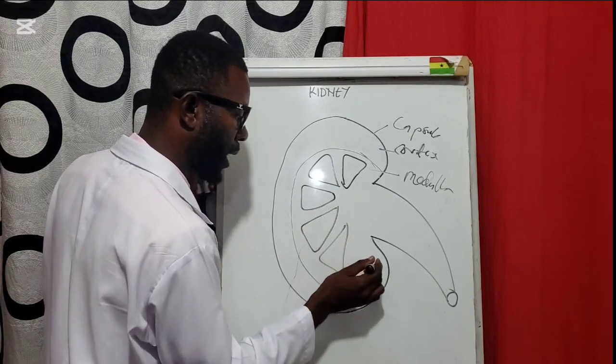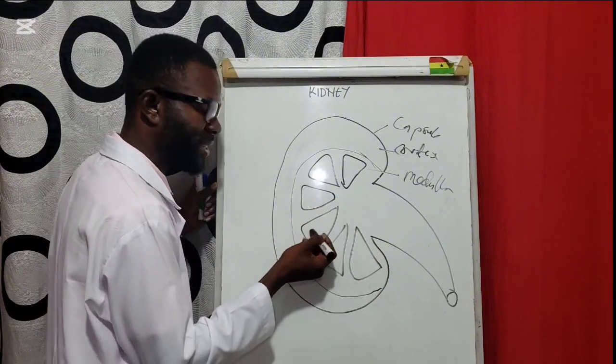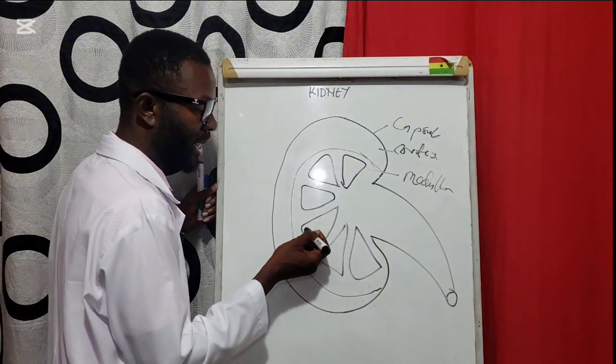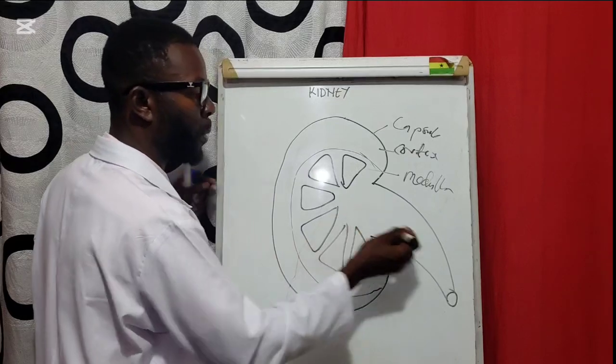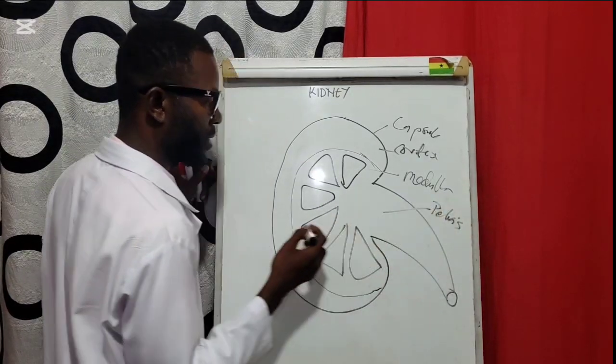These are the pyramids, okay. And the pyramids collect the urine, and then it transports it to what? To the pelvis. This area is called what? Pelvis. Renal pelvis.